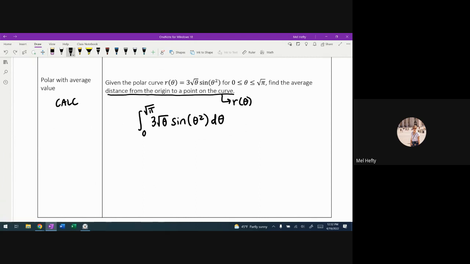Well, how many are there? That's a little bit of a weird thing to think about. How about we divide it by the length of our interval? You guys remember 1 over b minus a, integral from a to b? You should. I've taught it to you multiple times. So I'm going to do 1 over the square root of pi minus 0. Essentially we're taking the area, like Lily was mentioning, and dividing it by the length of our interval. So we're getting the average height of that function, the average value of that function.